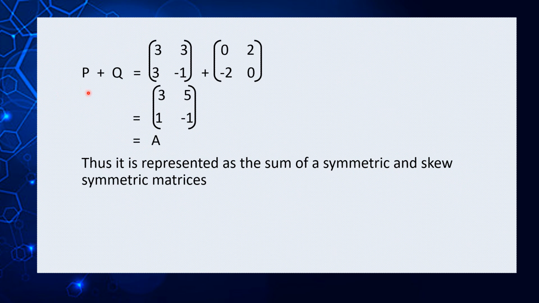Now we add P and Q together, which would be equal to 3, 3, 3, minus 1 plus 0, 2, minus 2, 0, which would be equal to 3, 5, 1, minus 1, which is A. That is the question which we were asked. So we have represented this matrix as the sum of a symmetric and a skew symmetric matrix.